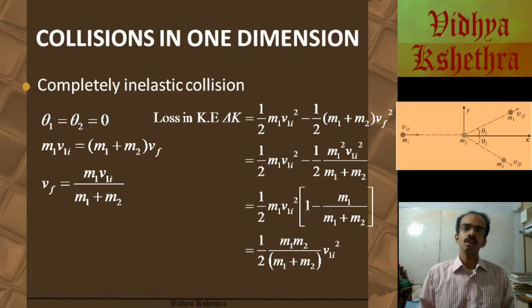Now, loss in kinetic energy. Since this is an inelastic collision, delta K is equal to half m1 v1i square minus half into (m1 plus m2) vf square. Since both masses now move together, this is a completely inelastic collision, which gives delta K is equal to half m1 m2 by (m1 plus m2) into v1i the whole square.